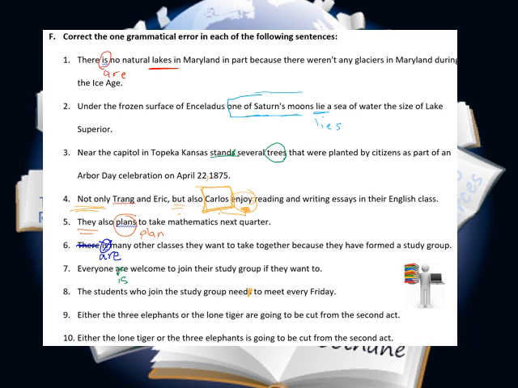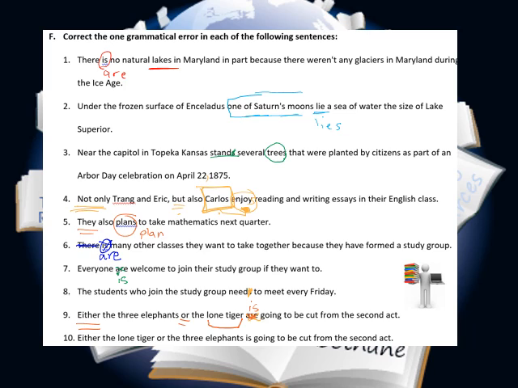Either the three elephants or the lone tiger, it is instead of are going to be cut from the second act. Very good, because we have either, we look at or, we must look at the noun closest to the verb, which is lone tiger. It's singular, so we must use a singular verb is. Next one, go ahead. The last one.